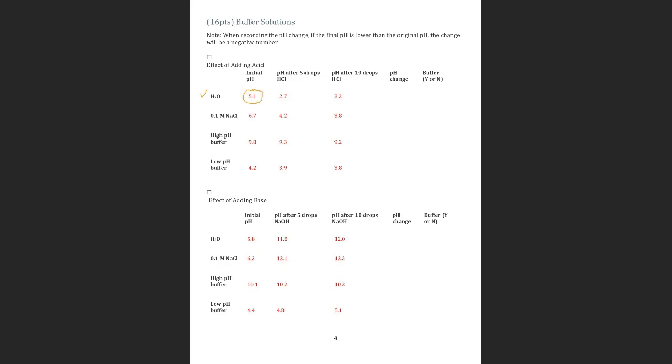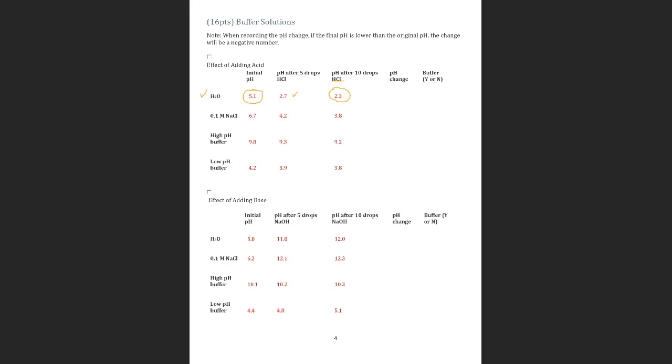And then you add 5 drops of acid. When you add acid, the pH becomes lower because it's more acidic. And it says that after 5 drops, the pH dropped to 2.7. Then after 10 drops of acid, the pH became 2.3.